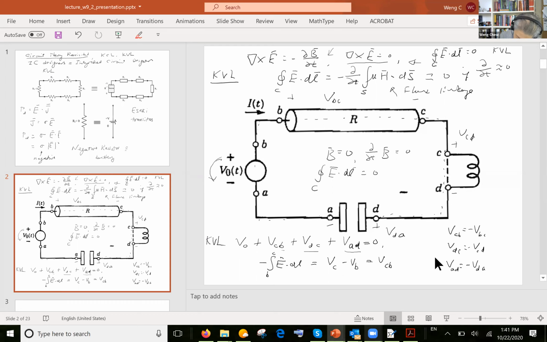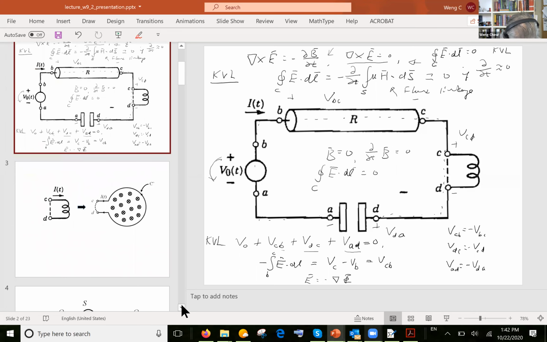And then in deriving that equation, you have assumed that E is equal to minus grad phi. Okay, so this is quite easy. So we actually can establish KVL very readily. And are there any questions regarding this? These are undergraduate material for many of us.